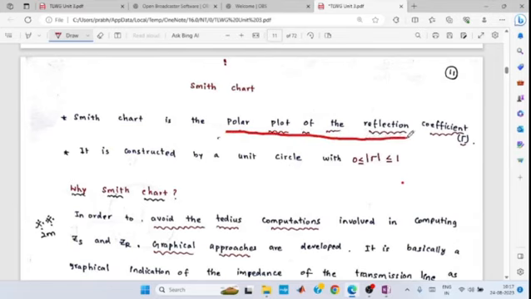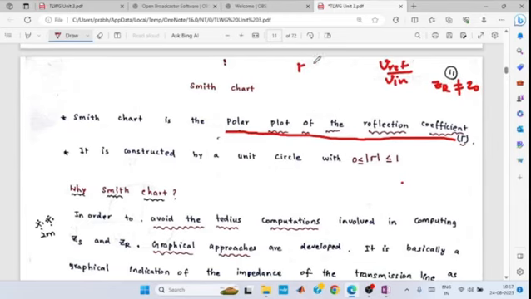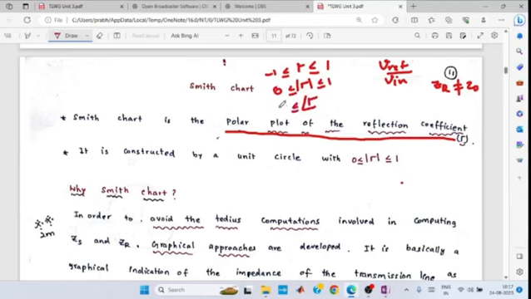I hope you know the meaning of reflection coefficient, right? That is the ratio between the reflected voltage and the incident voltage. That happens because ZR is not equal to Z0. As we know, the reflection coefficient value tau ranges from -1 to 1. When I take the magnitude of this value, it becomes 0 to 1. Similarly, when I take the phase, it ranges from 0 degrees to 180 degrees.